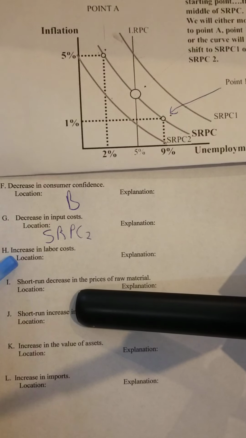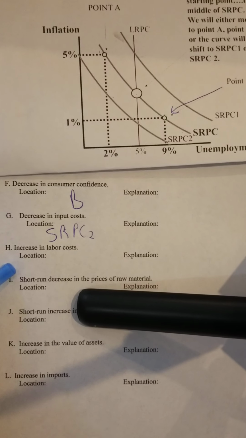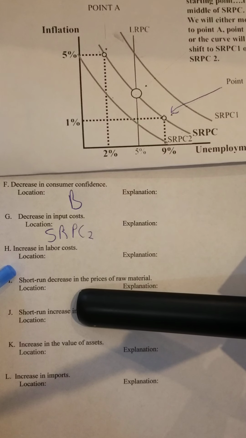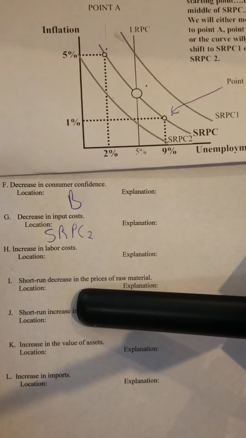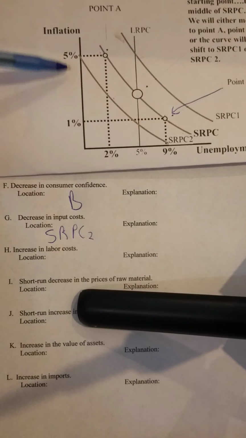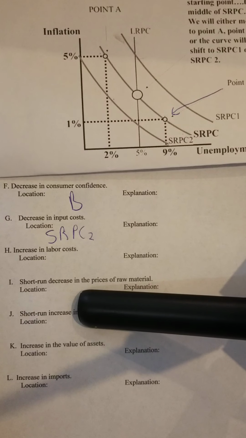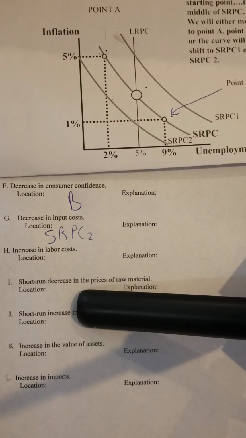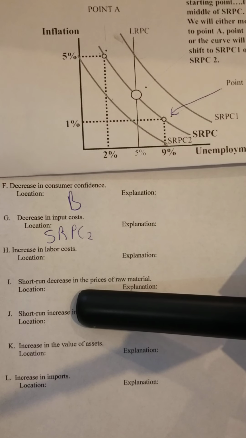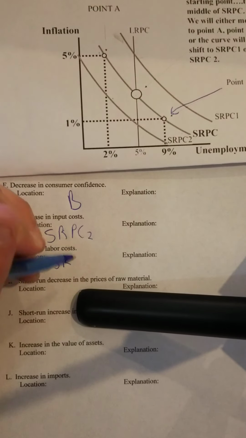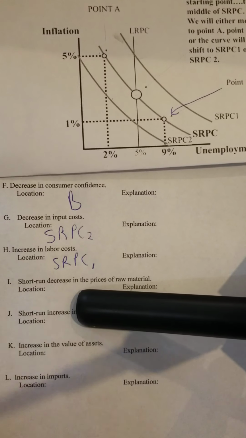Okay, now here is kind of sort of the opposite, an increase in labor costs. Okay, if the cost of labor goes up, companies all have to spend more money. Okay, so that is likely to cause both inflation and unemployment because it's essentially a decrease in short run aggregate supply. Okay, so that would bring us to short run Phillips curve 1.